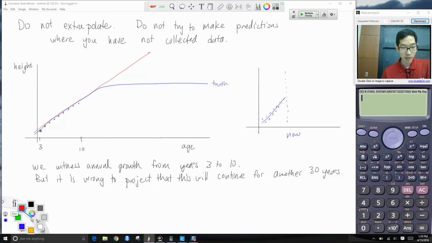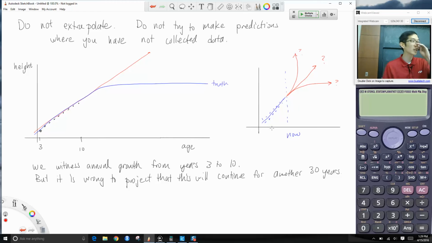But what's going to happen in the future? Will it continue on like this? Or will it steady off? Or will it suddenly take off? We have no idea. So as far as the future goes, nobody has any idea.